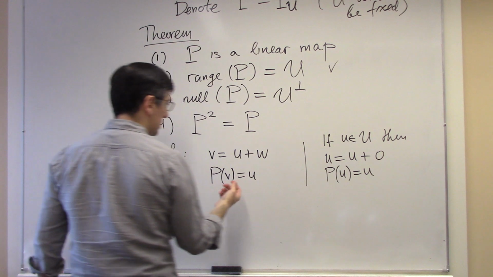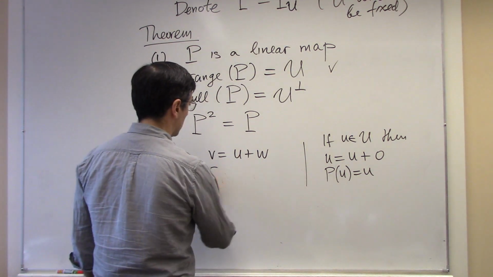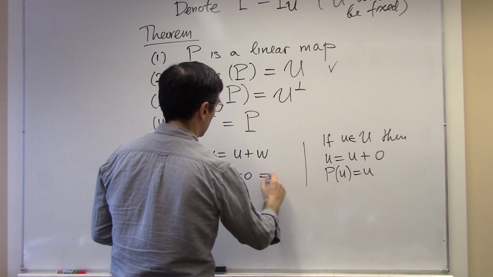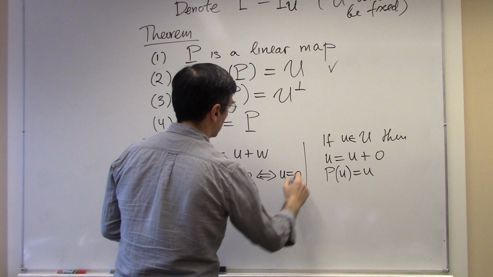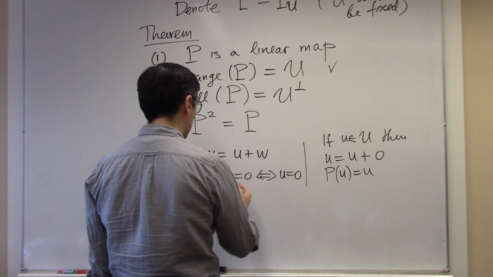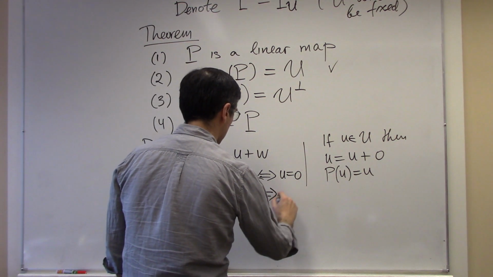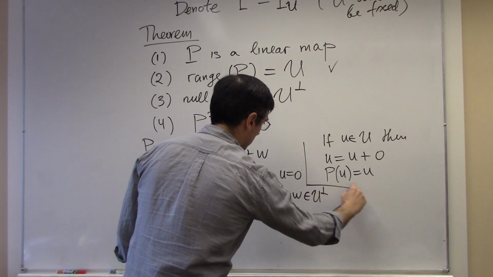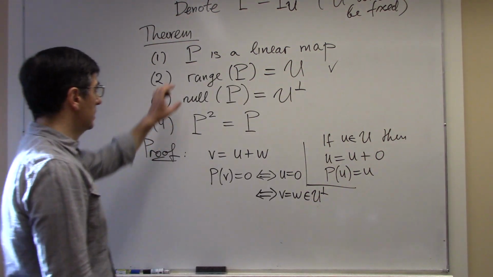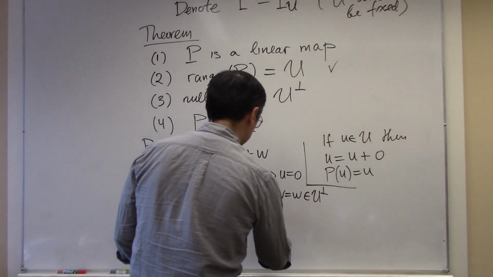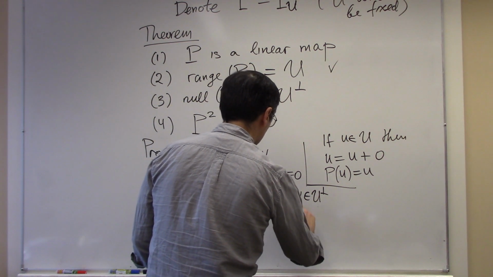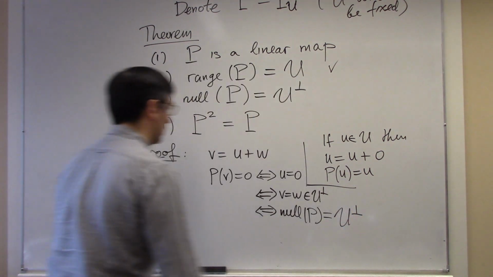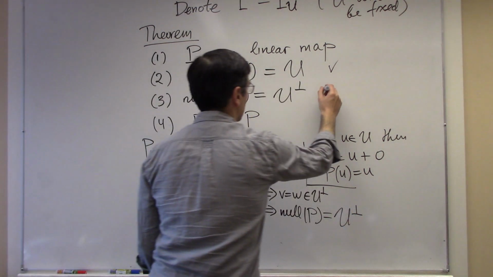Now, if you look at this, under what conditions is PV 0? Well, PV is 0 if this U is 0, right? So PV is 0 if and only if U is 0. And if U is 0, in that case V equals W, and this belongs to the orthogonal complement. So this means that the null space of P is exactly this orthogonal complement. So this is again checked.